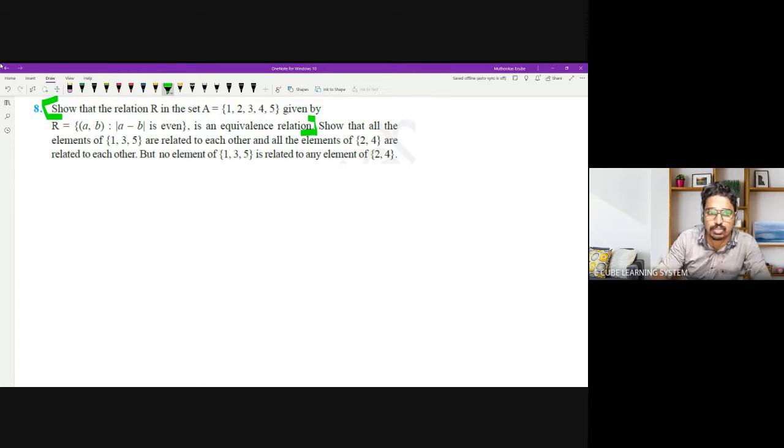The second part is to show that all elements of 1, 3, 4 are related to each other, all of 2, 4 are related to each other, and no element of 1, 3, 4 is related to any element of 2, 4. You will get that answer once you write the relation in roster form and prove the equivalence part. Once you prove the equivalence part, we can easily answer the second. So first you try that.